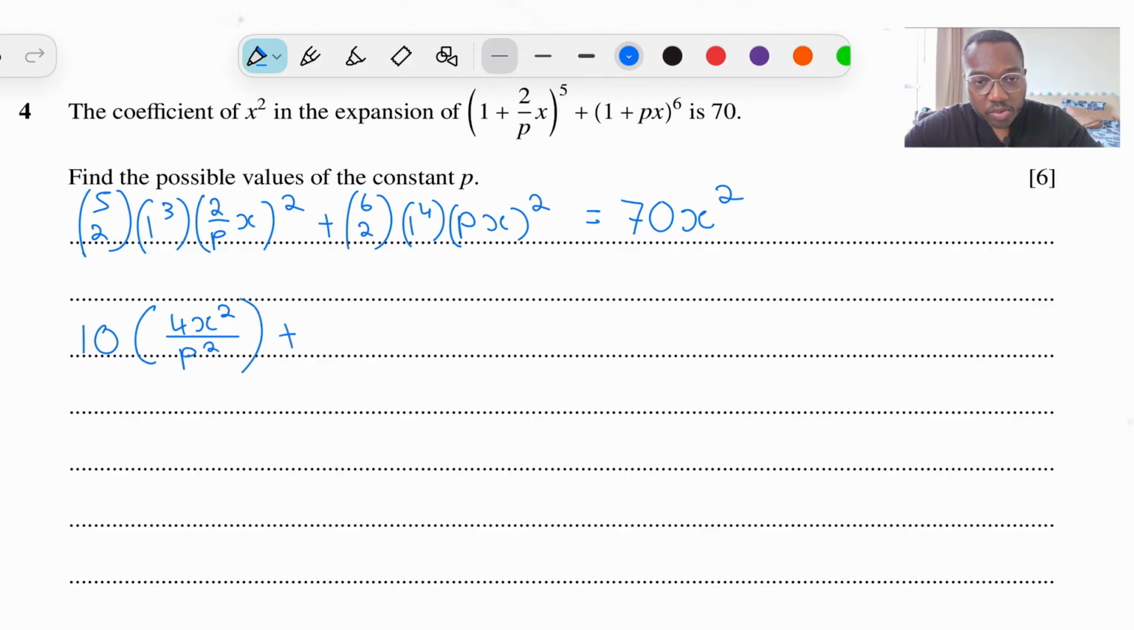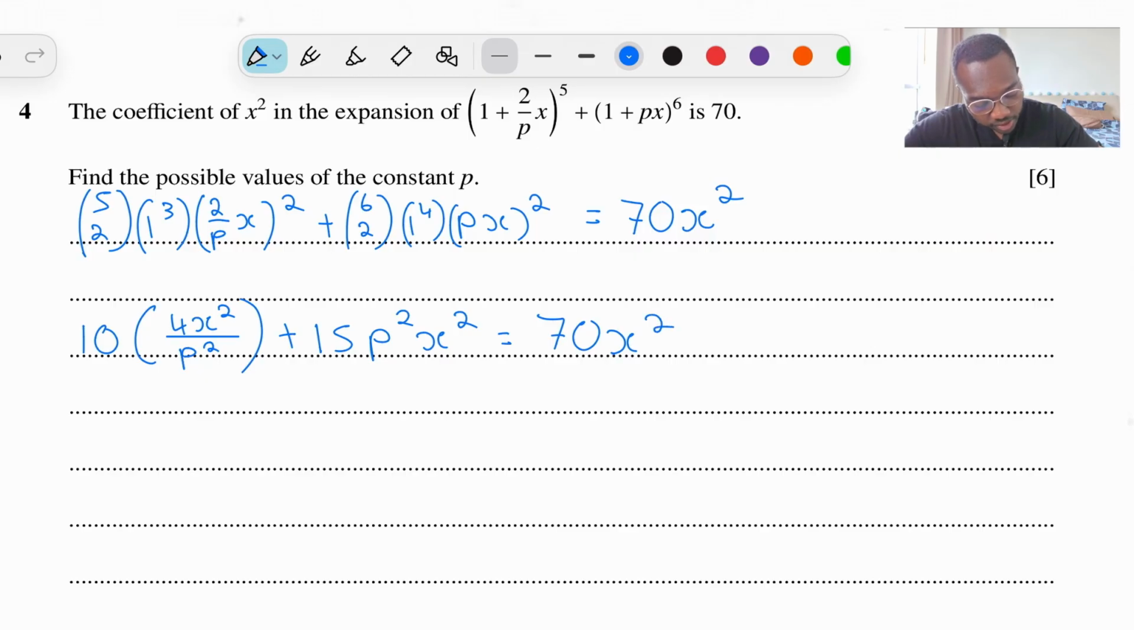So we get, in brackets, 4x squared over p squared, okay? And then for the next one, we have 6 choose 2. Well, 6 choose 2 is 15. So that'll be 15. And then obviously 1 to the power of 4 is just 1. And then we would get p squared x squared, okay? And that will equal our 70x squared.